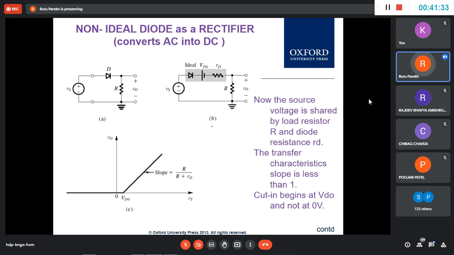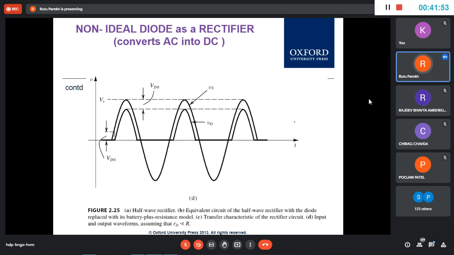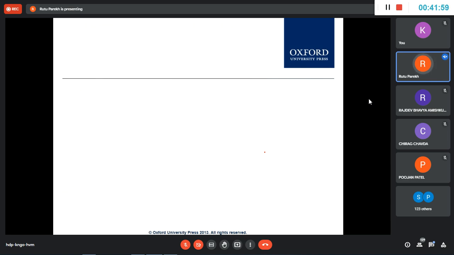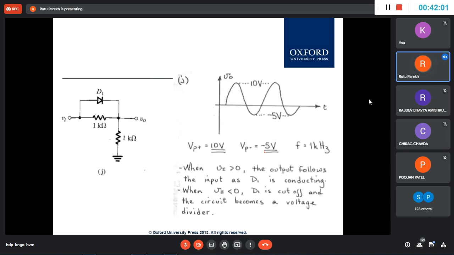So whatever the model is asked in the exam, you use that. Now, the nonlinear ideal diode as a rectifier converts AC into DC. This is another topic you all know: what is rectification, and the diode is used for rectification. It converts AC into DC, right? We will see the applications of that in a rectifier in more detail later on.